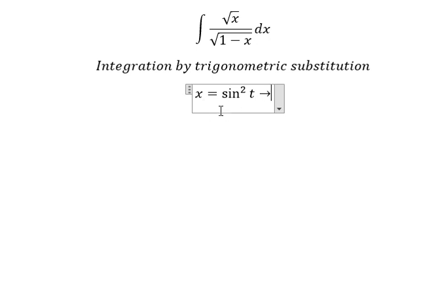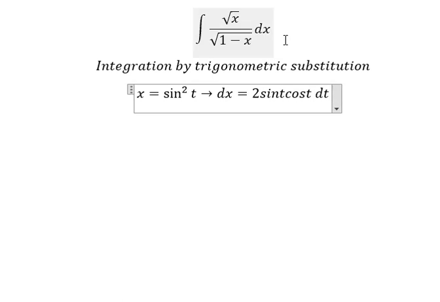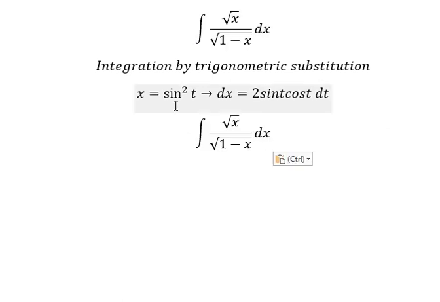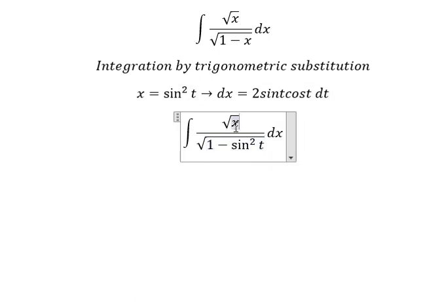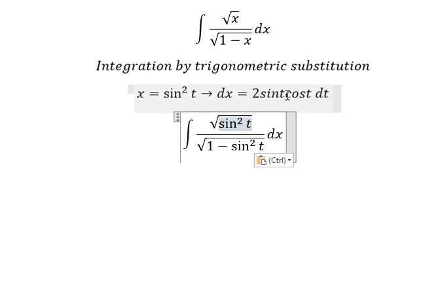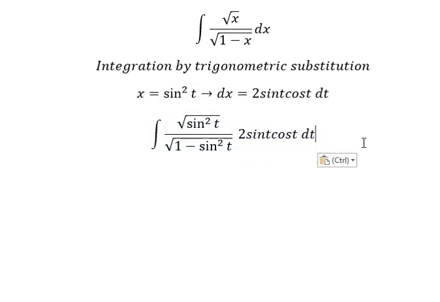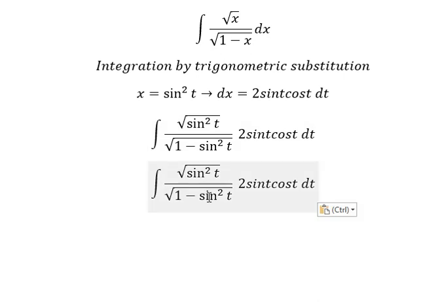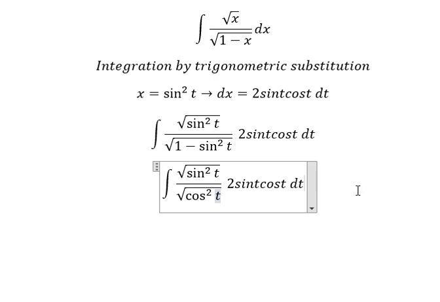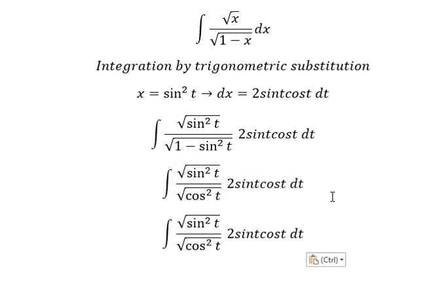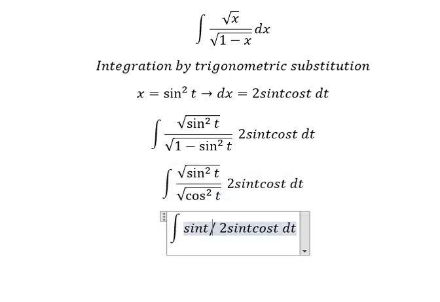Next, we need to first take the derivative of both sides, and we have 2 sine t cosine t dt. So I will put this one in here, and this one in here. The s we need to transform into this one. This one is cosine squared t. The square root of this one is sine t over cosine t.